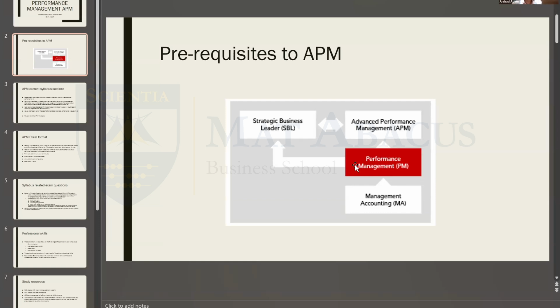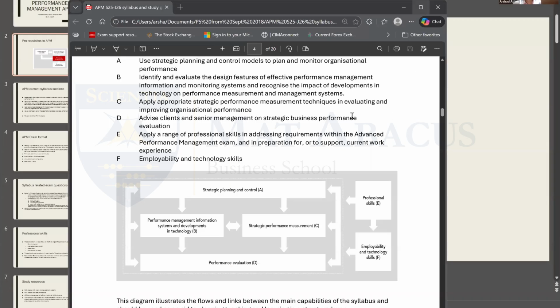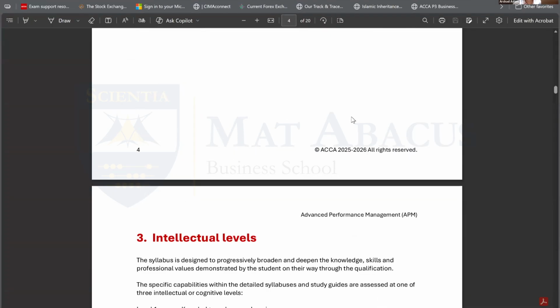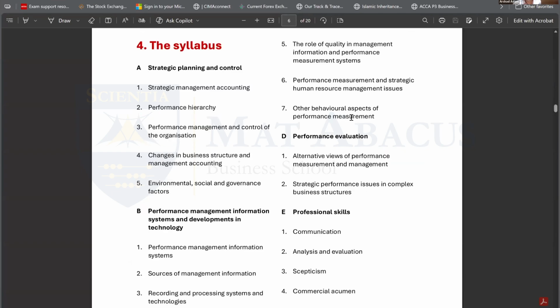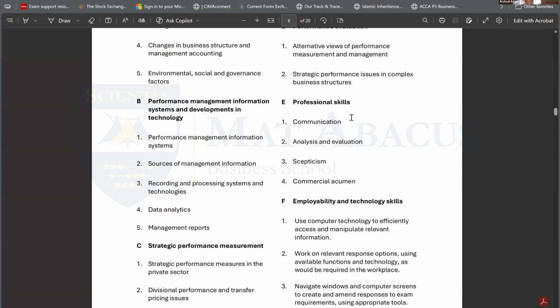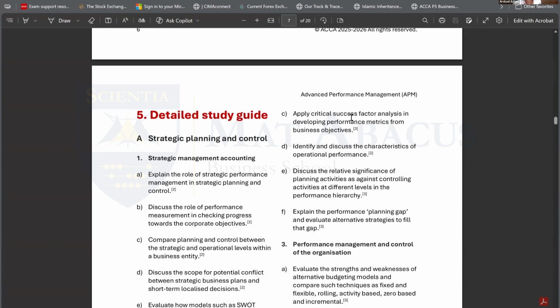The strategic part you've covered before. Let me show you the syllabus in more detail. Yeah, this is the syllabus, just to give you a little bit of an idea in more detail. For example, yeah.